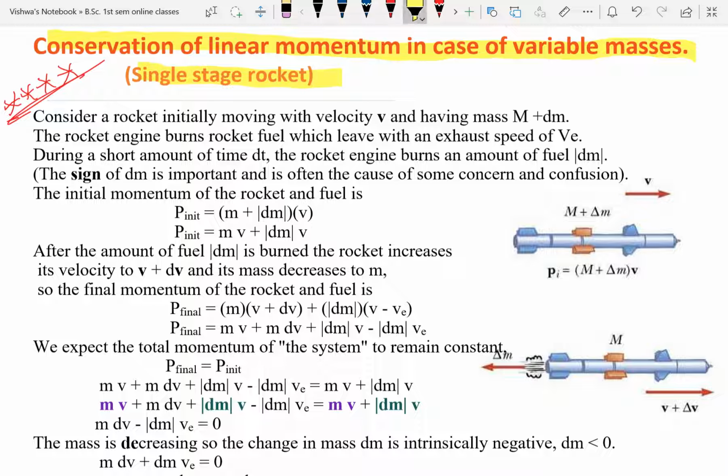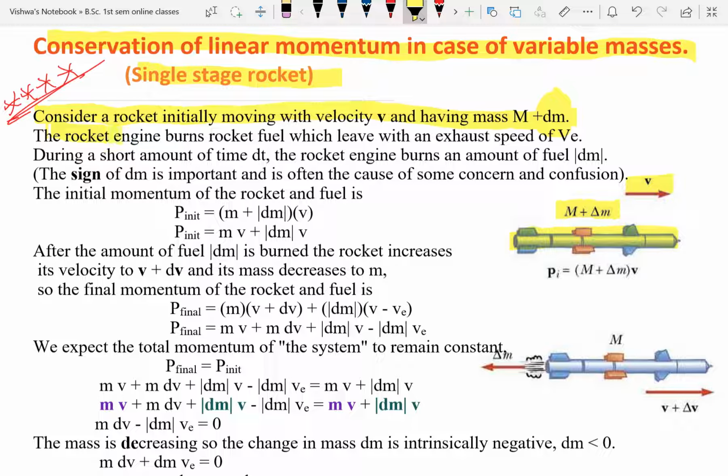So consider a rocket initially moving with velocity v and having the mass m plus dm. Here I am not going to consider the mass of the rocket as m; I am going to consider the mass of the rocket as m plus dm, because to burn the fuel I am going to remove this dm amount of the fuel. Then the remaining is m. So here there is a rocket, having mass m plus delta m at some point in space at a time, and it has velocity v.